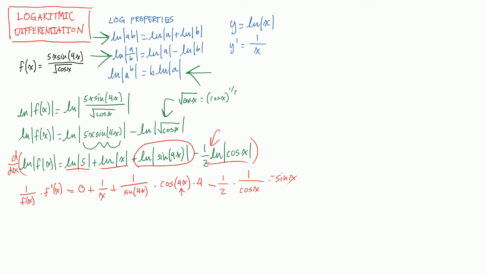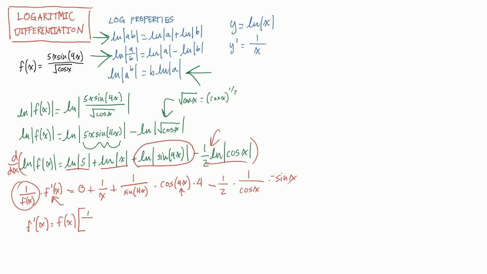But we're not quite done yet, because we can simplify this even more. The first thing I want to get rid of is this 1 over f of x, because it's on the wrong side of the equation, because I want the f prime of x to be all alone. So I'm going to go ahead and multiply both sides by f of x, and then I'm going to do a little bit of simplifying to this stuff right here.